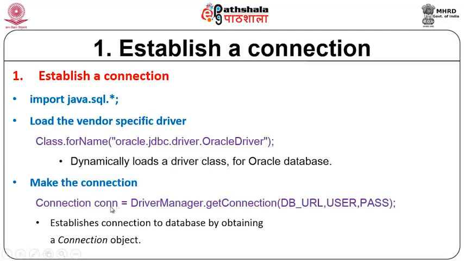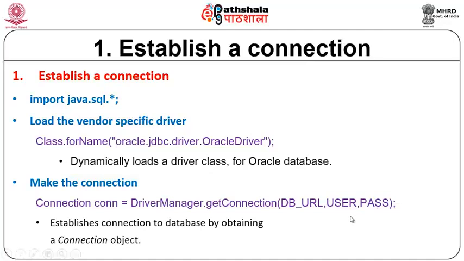Once you load the driver, you have to make a connection. To create a connection object, we have a class called Connection, and we use the DriverManager. The DriverManager manages the different kinds of drivers available on the machine. It has a method called getConnection that returns a connection object and makes the connection with the database. You have to give the URL, the username and the password.